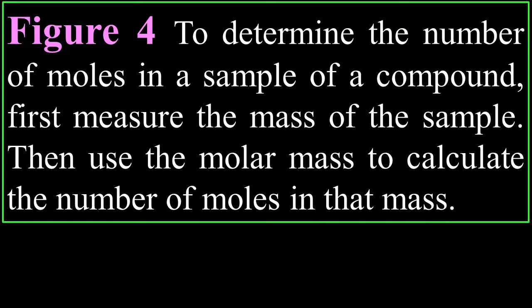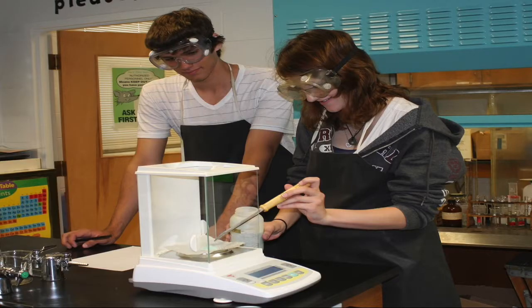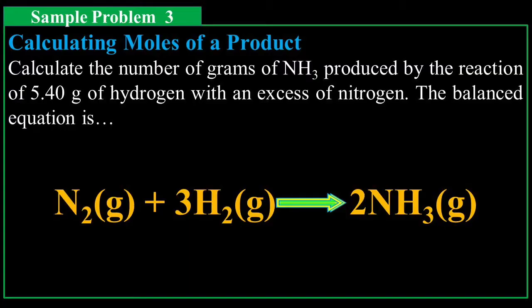To determine the number of moles in a sample of a compound, first measure the mass of the sample. Then use the molar mass to calculate the number of moles in that mass. Here is a very sensitive analytical balance being used in a college or high school laboratory, where your answer is very specific. Calculate the number of grams of ammonia produced by the reaction of 5.4 grams of hydrogen with an excess of nitrogen. The balanced equation is N2 plus 3H2 yields 2NH3, all in the gaseous form.